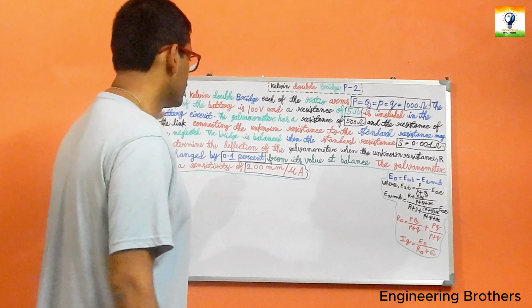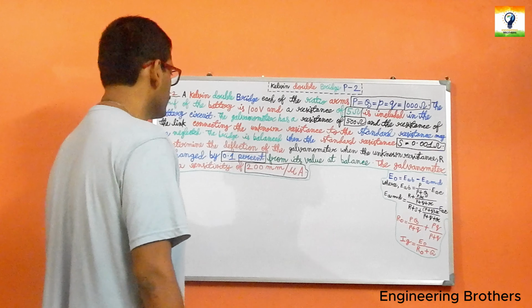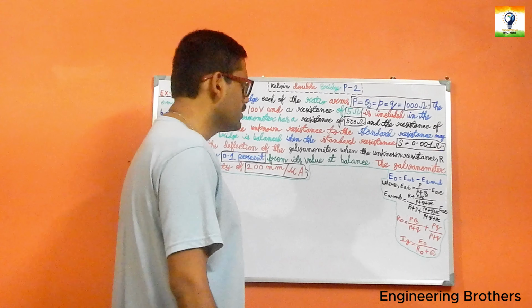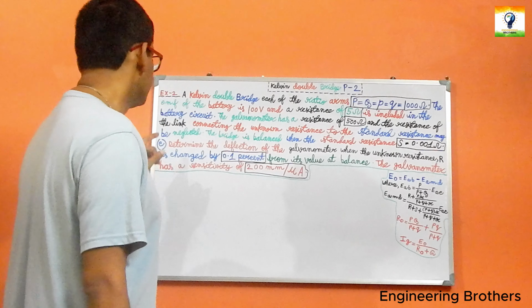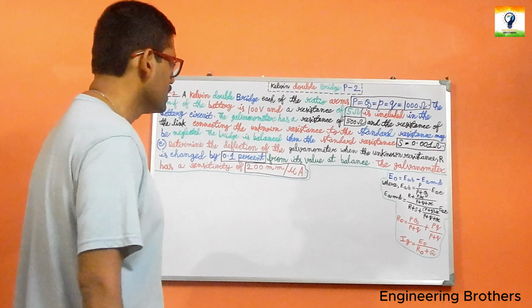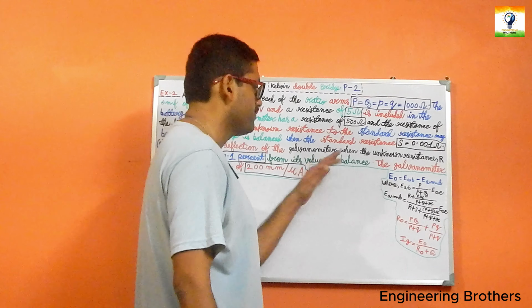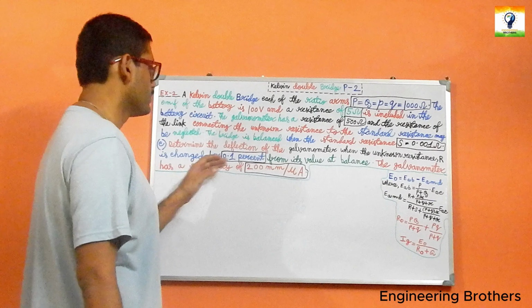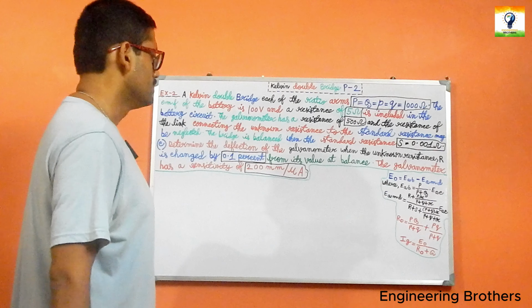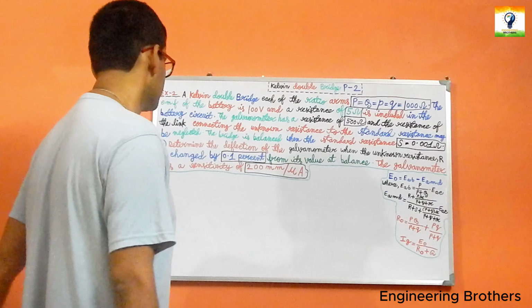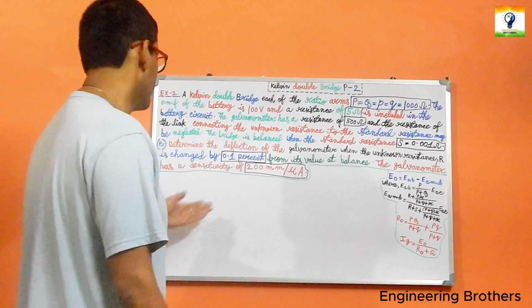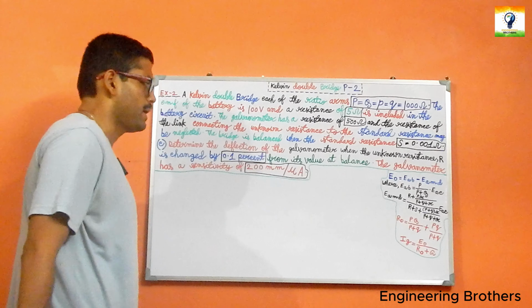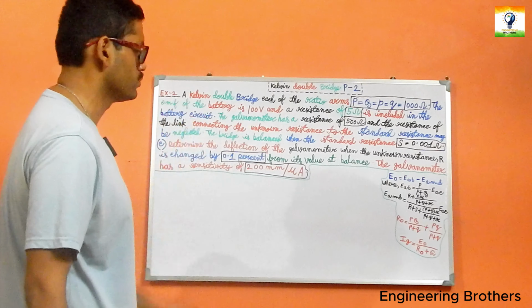Now, getting back to our present problem: determine the deflection of the galvanometer when the unknown resistance R is changed by 0.1% from its value at balance. The galvanometer has a sensitivity of 200 millimeter per microamp. So this is our sensitivity value, and the deflection part will come later.